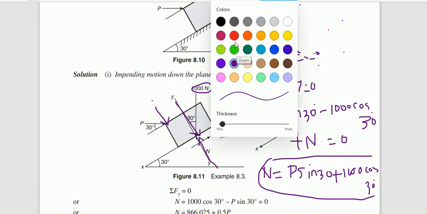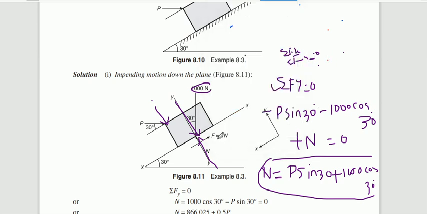Now apply summation of horizontal forces is equal to 0. I will write the horizontal forces. This is the horizontal force P cos 30, right? And the horizontal component of the weight 1000, that is 1000 sin 30, and the friction force. This one is the friction force, down the plane. The direction of motion is here, therefore the friction force is written in the opposite direction. F is equal to mu into N. Now 3 horizontal forces are there.